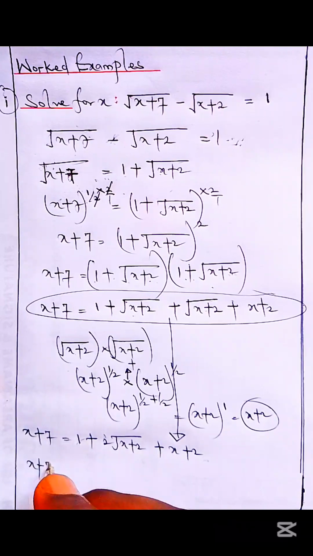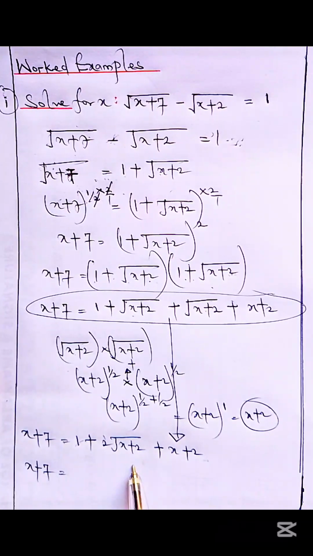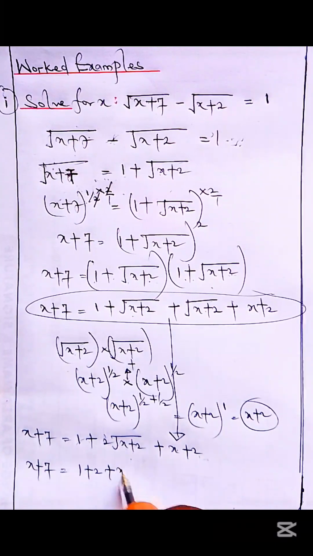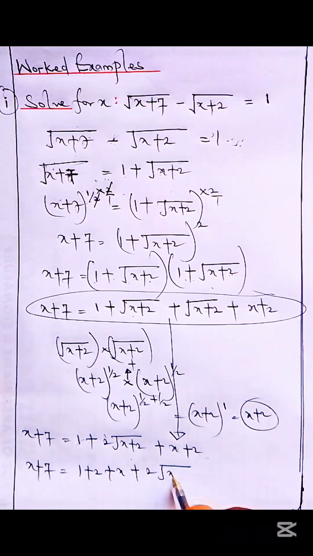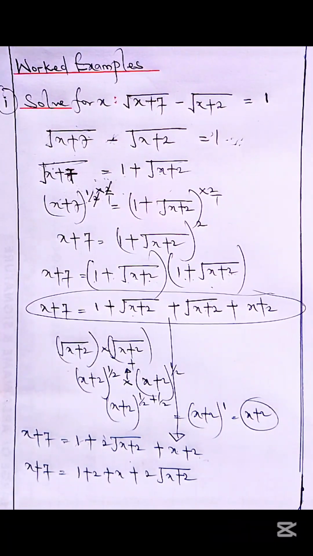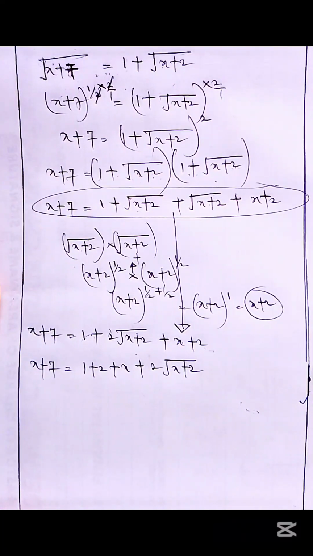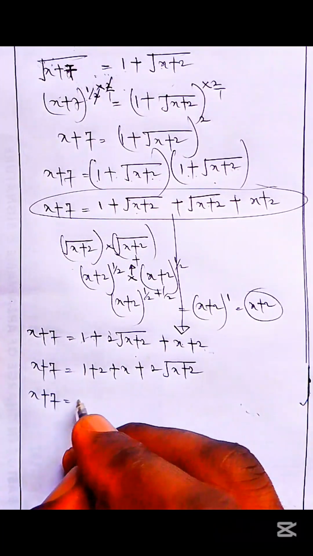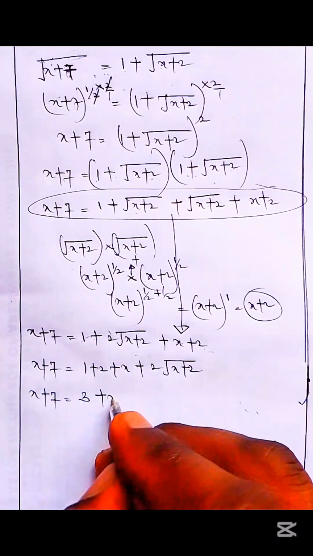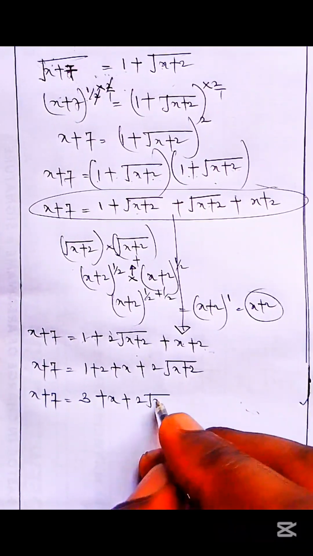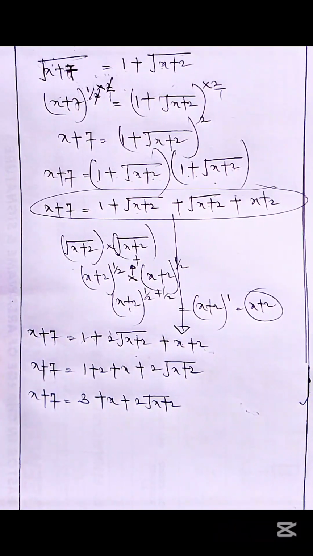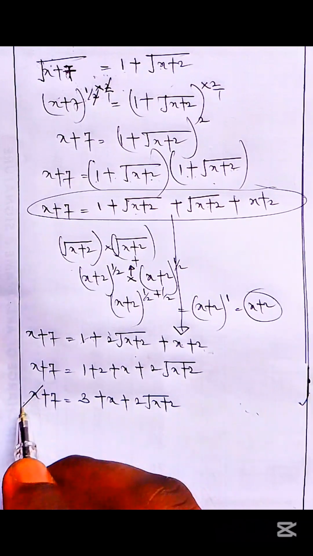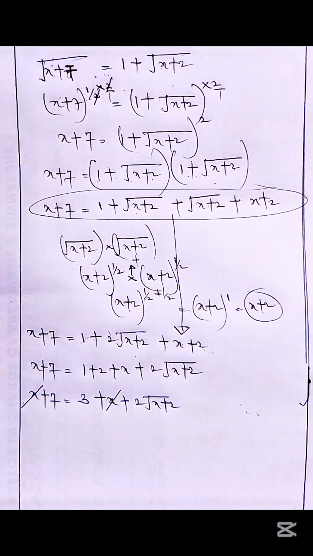We carry on. x plus 7 equals, we can collect our like terms. 1 and 2 can come together, that's 1 plus 2 plus x plus 2 root x plus 2. So we continue from here. Here will be x plus 7. 1 plus 2 is 3 plus x plus 2 root x plus 2. As you can see, there's x here, so they can take out each other very easily.